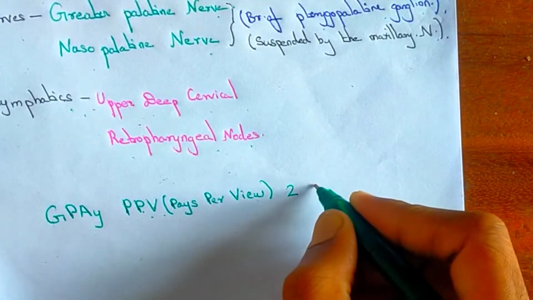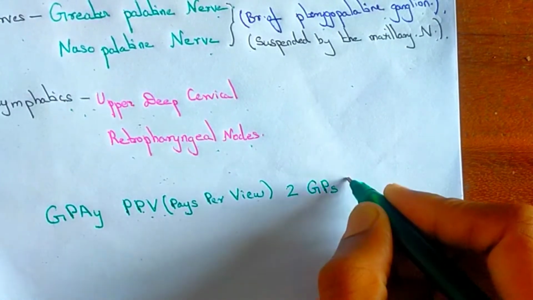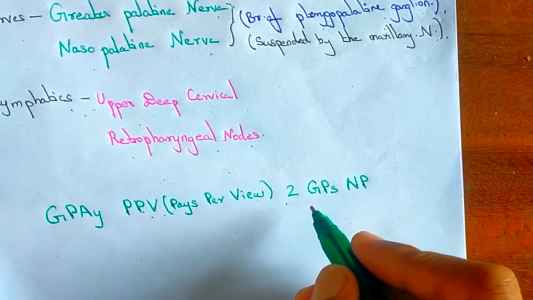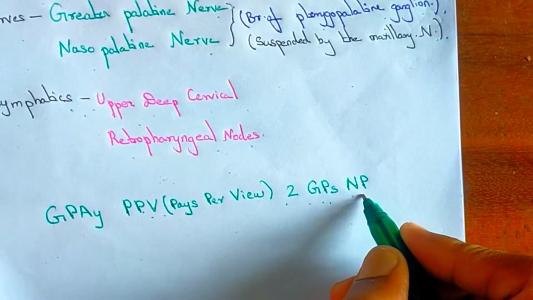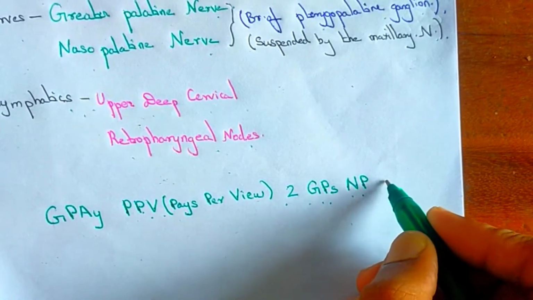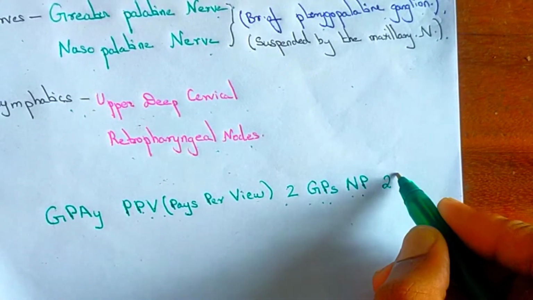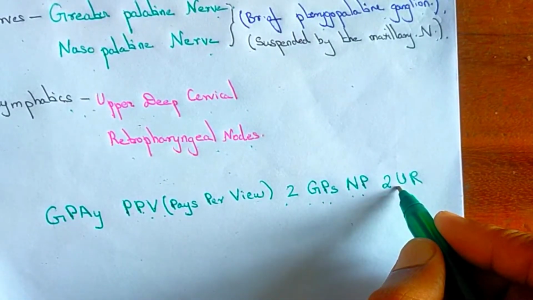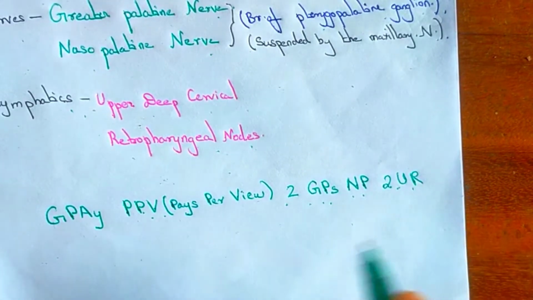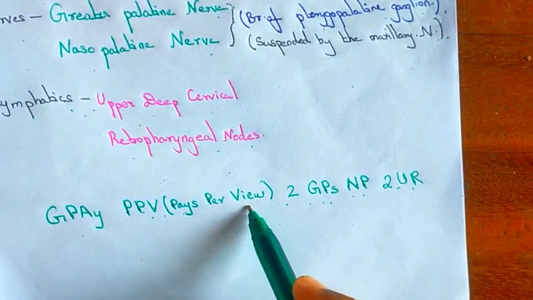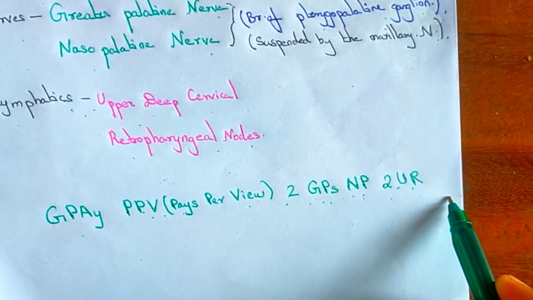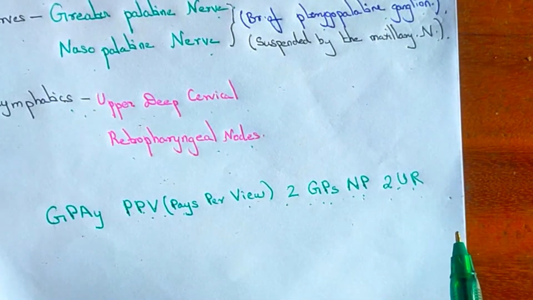2 GP's National Park, that is there are two nerves supplying the hard palate, the greater palatine nerve and the nasopalatine nerve. 2 UR, that is unreserved, that is U for upper deep cervical and R for retropharyngeal. That is GP pay per view, 2 GP's National Park, 2 unreserved. It has no meaning at all, but still you can remember this as a mnemonic for the hard palate.